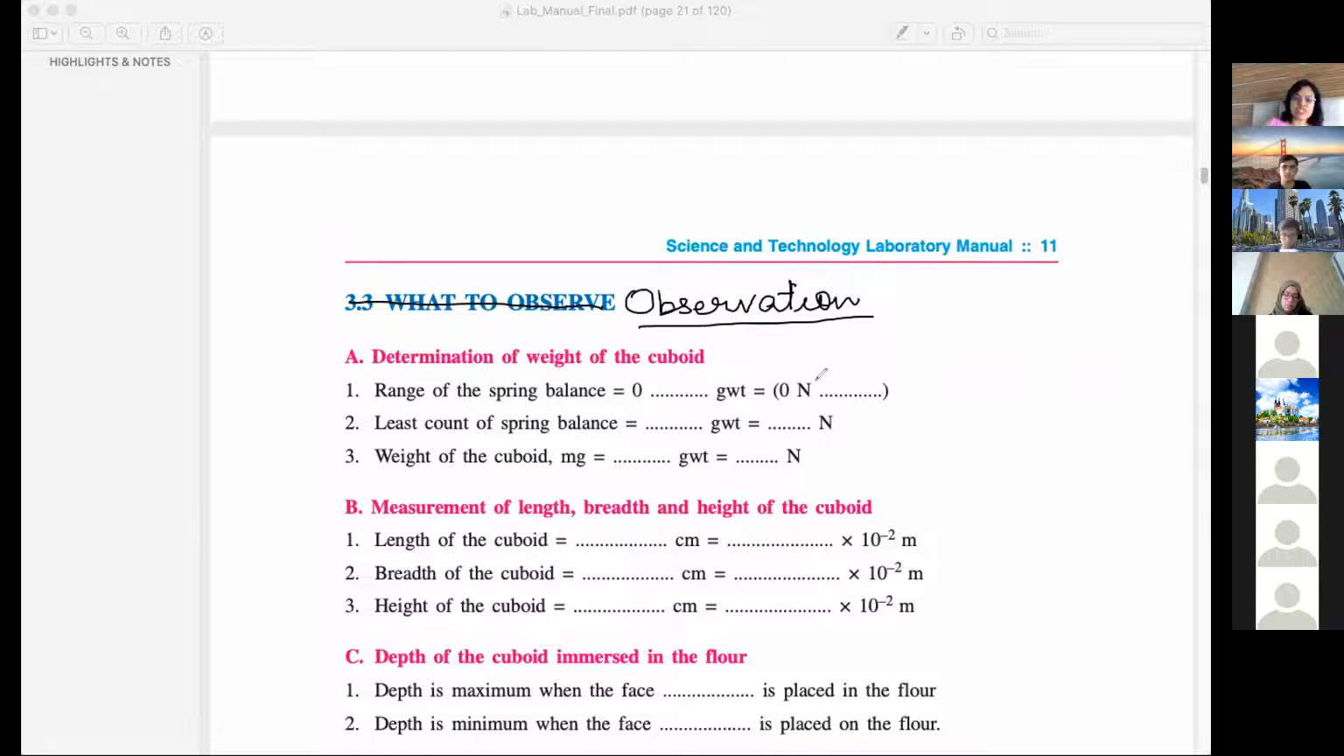Now these readings you will take from there. ऐसे ही लिखना है observation. All the writing part you have to do on the ruled side of the page, and white side पे you have to draw the diagram and all. Okay, diagram should be neat and clean.